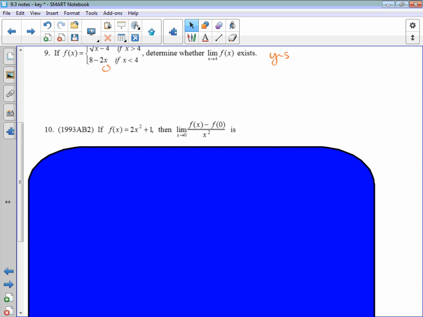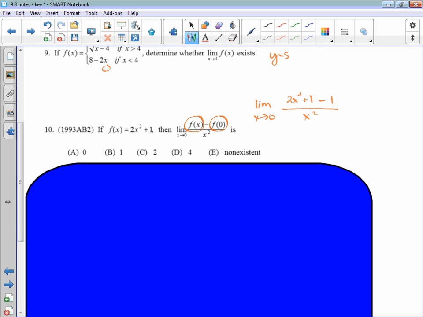All right, guys, let's look at it. So if f of x equals 2x squared plus 1, then we got to figure out the limit. So let's do some substituting here. We are looking at the limit as x approaches 0. Well, what could I replace f of x with? 2x squared plus 1 minus, what is f of 0 going to be? 1, right? It's just plugging 0 in over there. Over x squared.